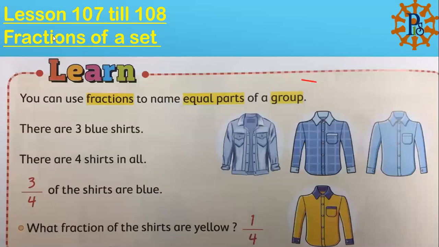This is about lessons 103 to 106. Lessons 107 to 108 talk about fractions of a set. Fractions of a set. You can use a fraction to name an equal part of a group.